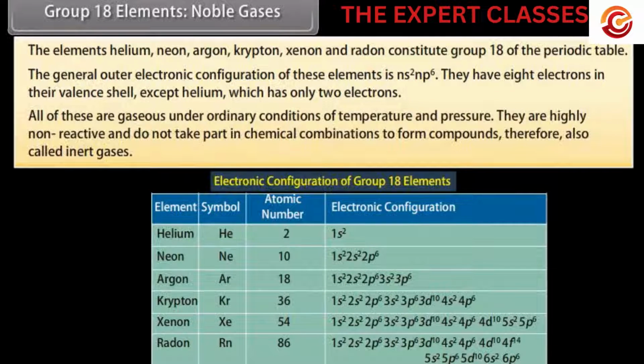All of these are gaseous under ordinary conditions of temperature and pressure. They are highly non-reactive and do not take part in chemical combinations to form compounds, therefore also called inert gases.